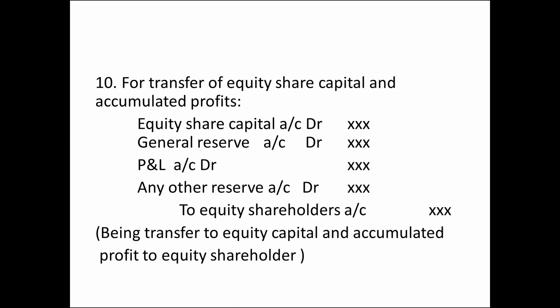The 10th entry: apart from assets, liabilities and capital, there will be accumulated profit present on the liability side of your company's balance sheet. All these items will be present only on the liability side of the balance sheet, right? So all this has to be transferred to equity shareholders.